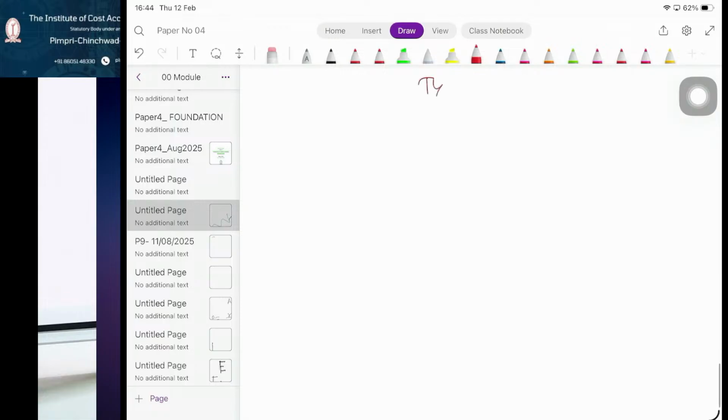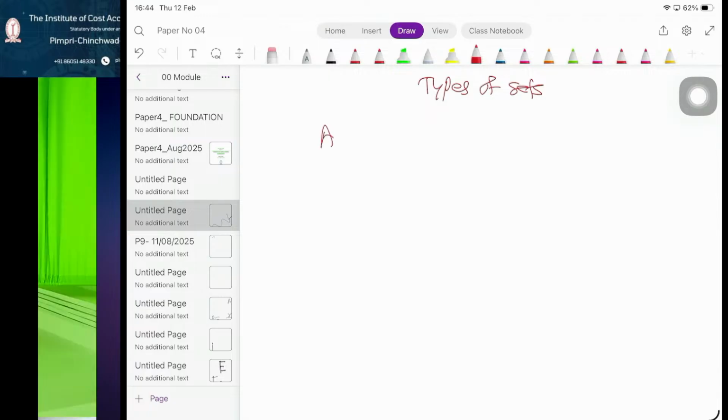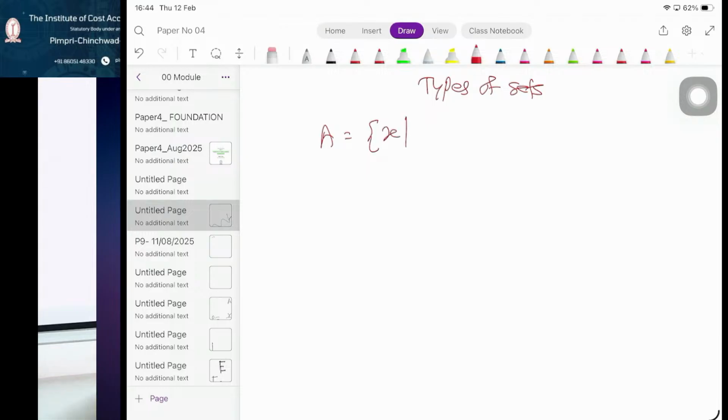Types of sets. The first, empty set. Empty means there is nothing in it. No element is given. That is called as an empty set. A set containing no element is called empty set. A is a set X such that X belongs to natural number. Natural number means fractions will not come. 1, 2, 3, 4, 5, 6, 7, 8 like this it will come. So X belongs to capital N, 1 less than X less than 2.